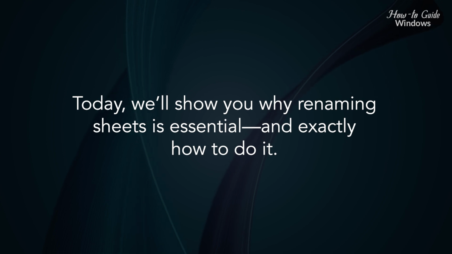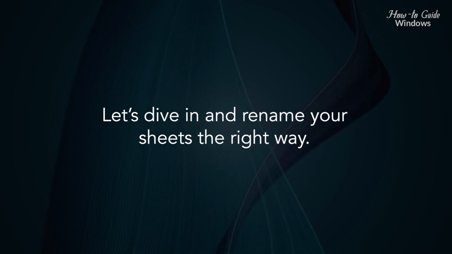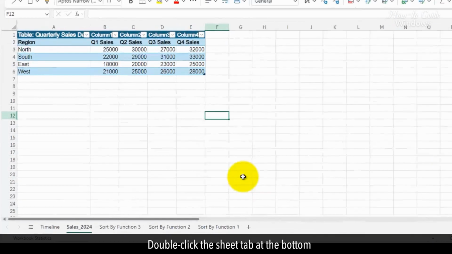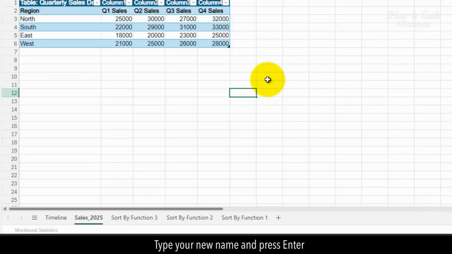Today, we'll show you why renaming sheets is essential and exactly how to do it. Let's dive in and rename your sheets the right way. Double-click the Sheet tab at the bottom. Type your new name and press Enter.